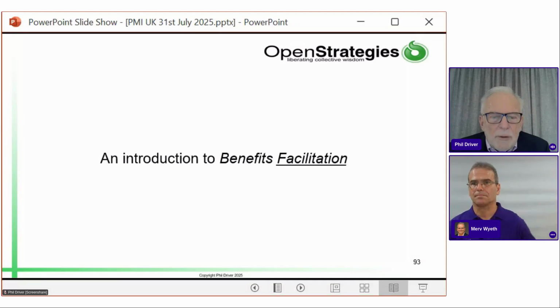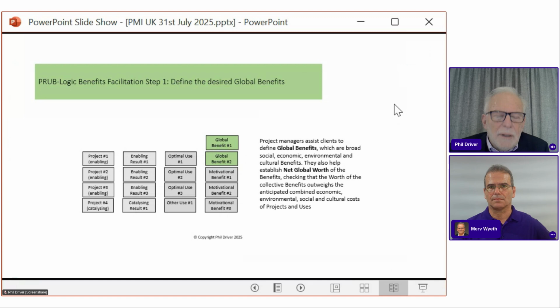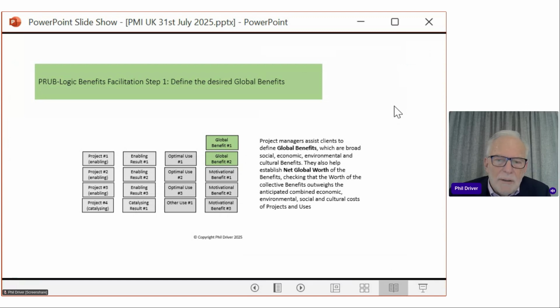So there we go, benefits facilitation. This is how it works. Now, here is a picture of effectively an empty sub-strategy. I've put in a whole lot of boxes here. In benefits facilitation, the first step I would be recommending is to understand the global benefits. So this is if you've got a purchaser like a government department coming along and saying, we need a new motorway or something like that. This is where we need clarity on, okay, so what are the global benefits you're looking for?